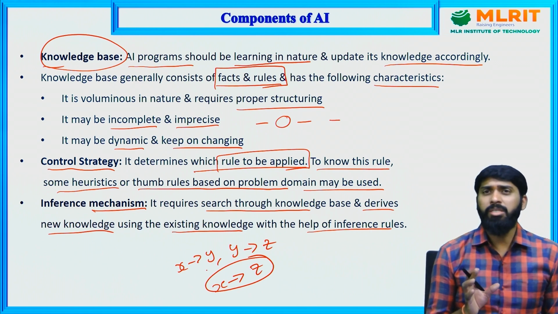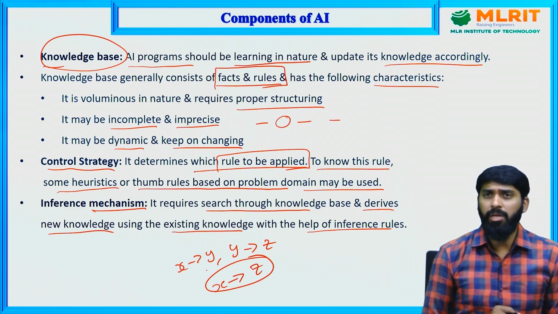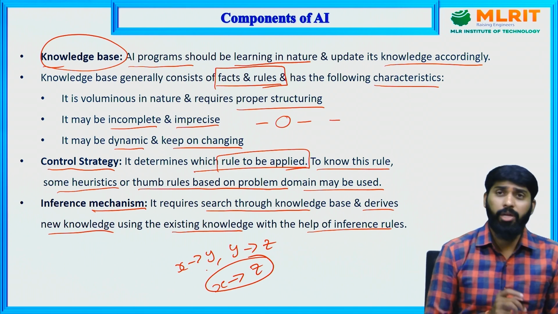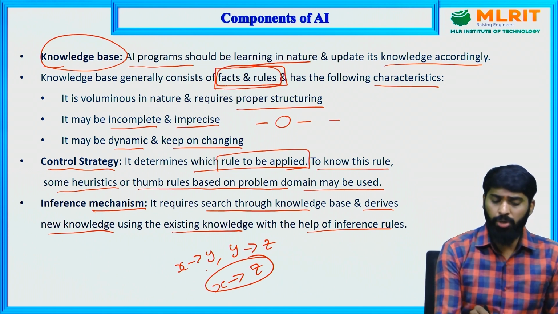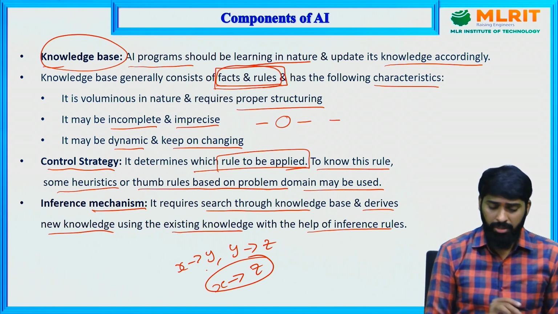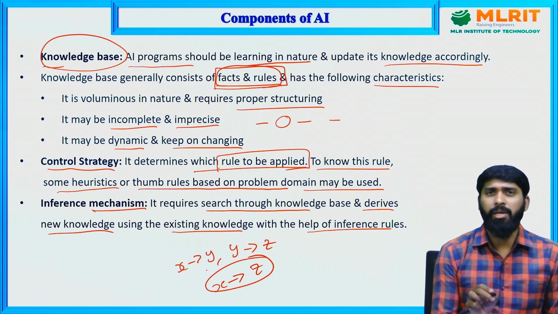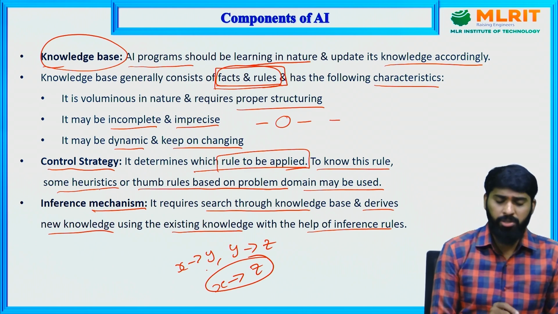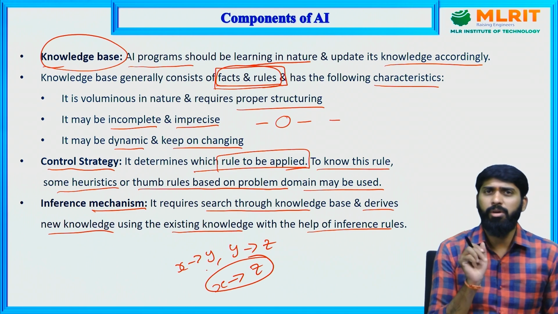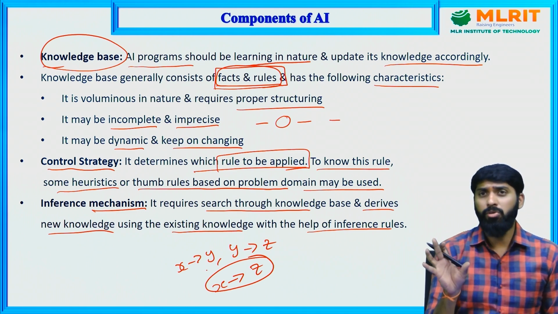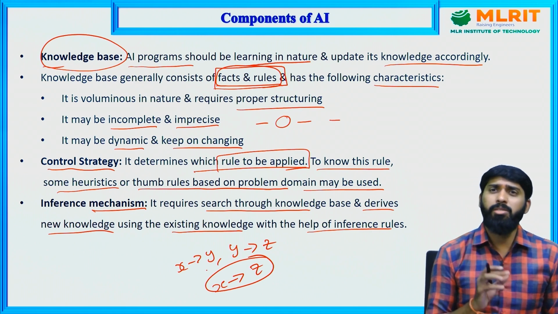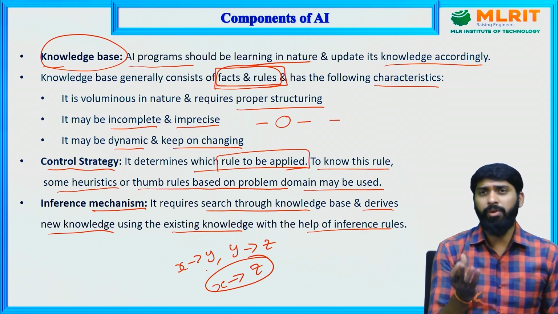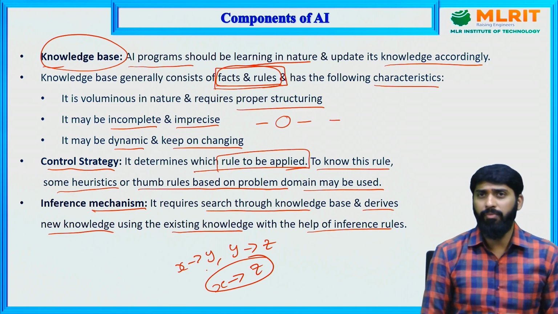Okay, what do you understand from the components of AI? We have three components of AI. One is the knowledge base, the second one is the control strategy, and the third one is the inference mechanism. Knowledge base means facts and rules. Control strategy means which rule you are going to apply, based on some heuristics or rules, to solve a problem. Inference mechanism means you derive new knowledge from the existing knowledge. That we call the inference mechanism.